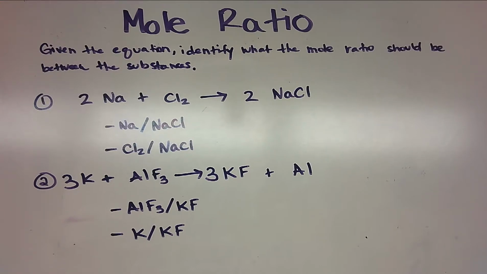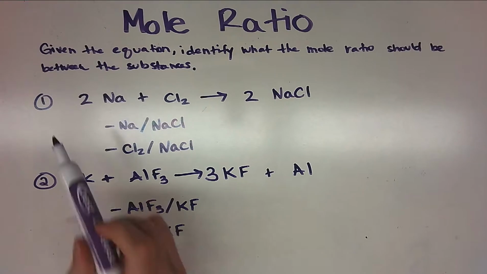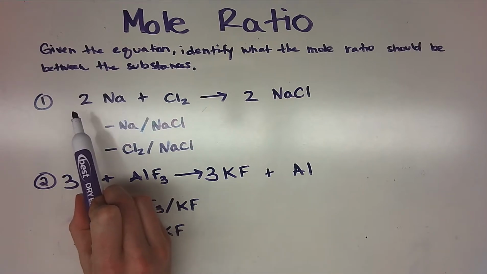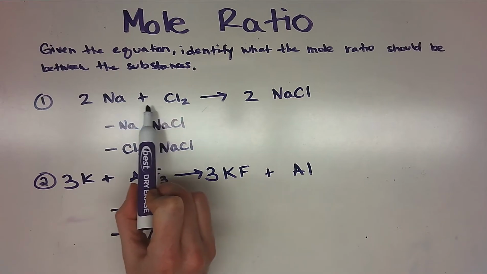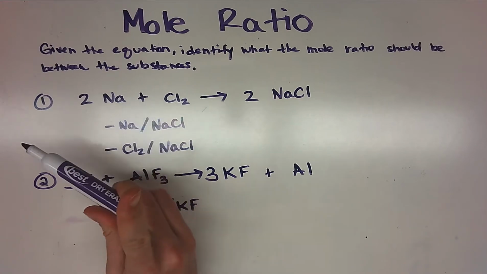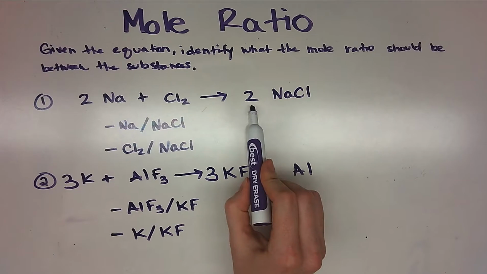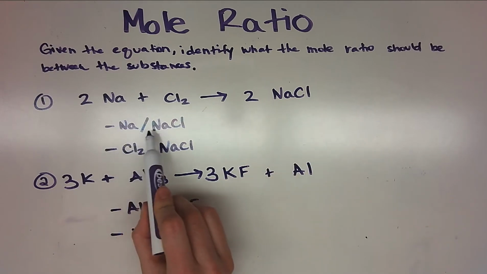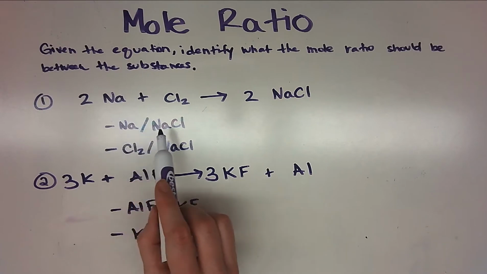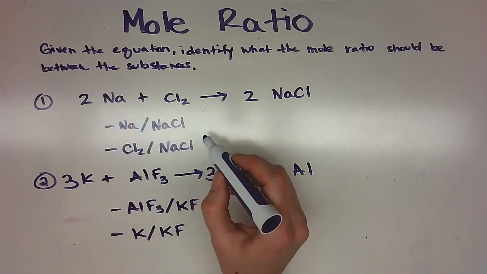Alright, so the first equation, we have sodium reacting with chlorine to yield sodium chloride. And it's already been balanced, so a coefficient of 2 out front of the sodium. Remember, when there's no coefficient, it's just a 1. Then we have a 2 out front of our sodium chloride. And the first mole ratio we're asked is between sodium and sodium chloride.